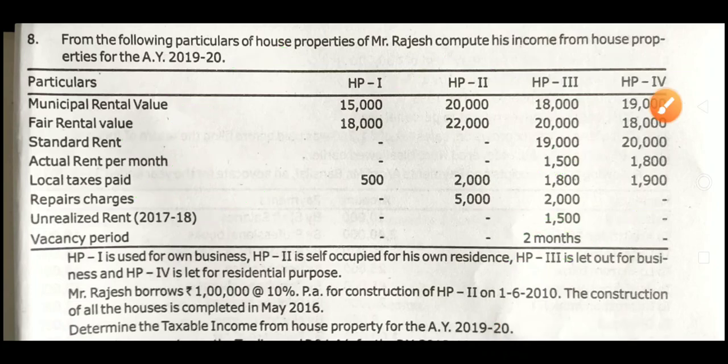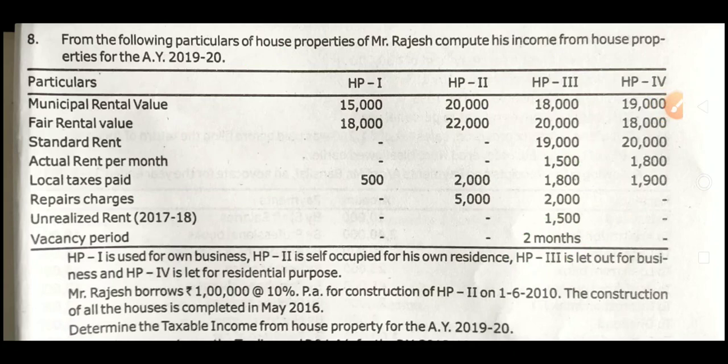And further information, HP1 is used for own business. See, if any house property is occupied for own business or profession by the owner, that is not taxable in the head income from house property. That is taxable in the head income from business or profession. So HP1 is ignored in this question. You have to ignore HP1. No calculations for HP1 because that is not taxable in the head income from house property, but that is taxable in the head income from business or profession.